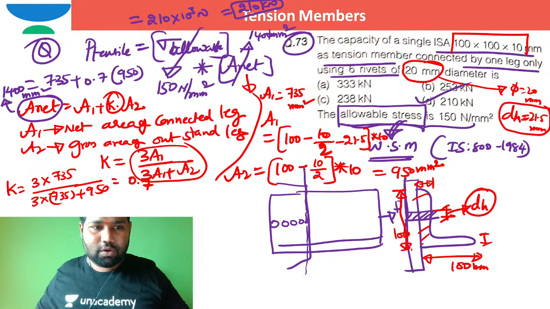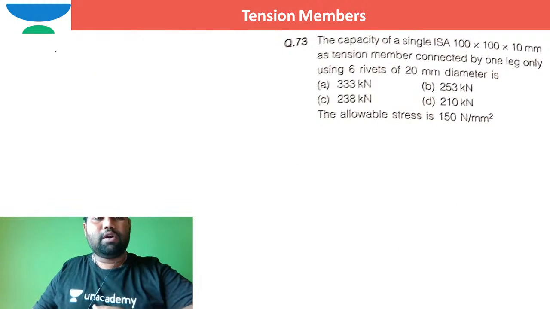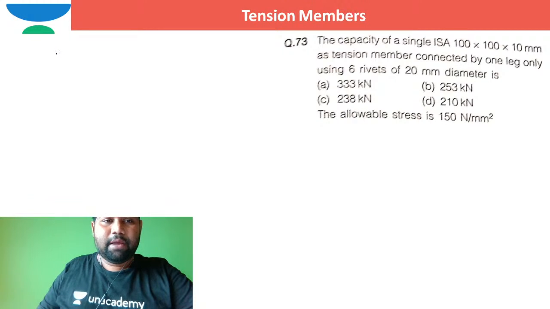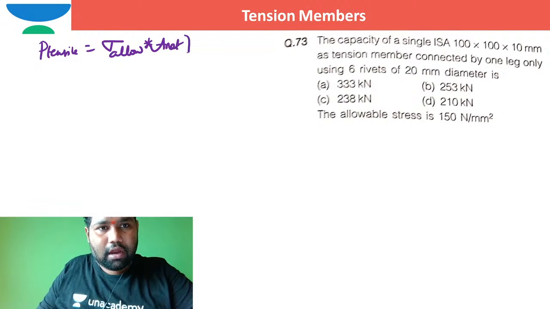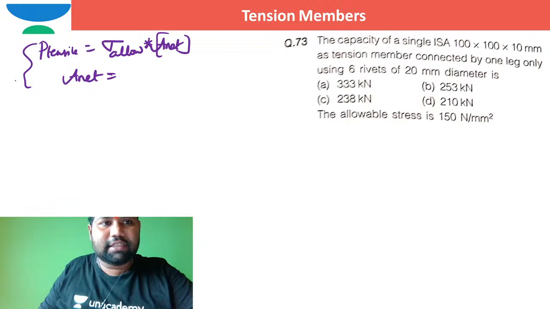Before I move to the next question, I just want to convey one thing. People had a doubt: sir, generally we work out the tensile strength. P tensile is equal to allowable stress in tensile mode multiplied by net area. How to work out net area? Always in case of all tension members, as per working stress method, it is A1 plus K times A2.